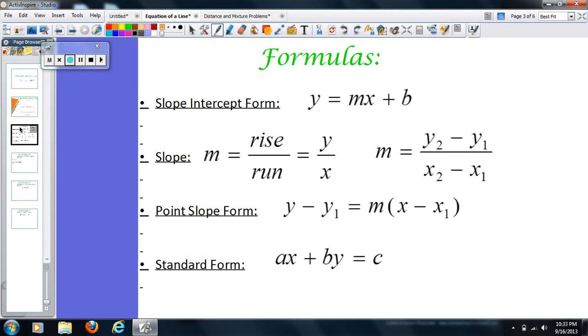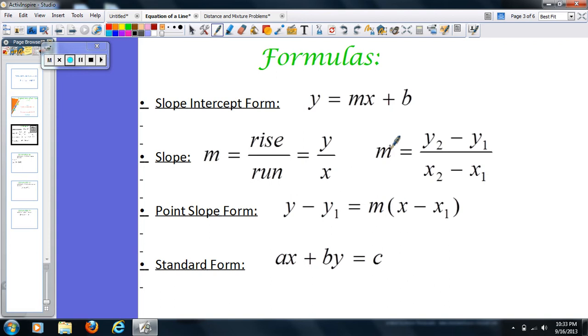So the formulas, obviously slope-intercept form is y equals mx plus b. You guys should all remember that from last week and also from this last weekend. And you should actually remember the slope, because we dealt with that a little bit as well. Slope is m, and we said that equals rise over run, which we said equals change in y over change in x.